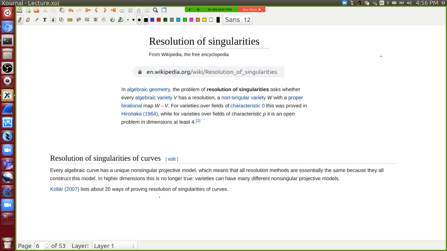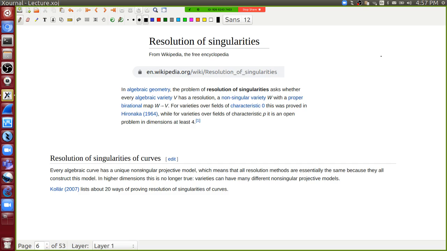Wikipedia's page on resolution of singularities defines it as asking whether every algebraic variety has a resolution, a non-singular variety with a proper birational map. Proved for characteristic 0, open problem in characteristic p. I'm not sure. I mean, it's a definition of terms. Is resolution of singularities just asking whether it exists? Is it just an existence proof, or do you actually want to do something with it? I'm going to talk about how we do things with singularities. So maybe my definition of resolution of singularities is a little broader than just this existence proof.